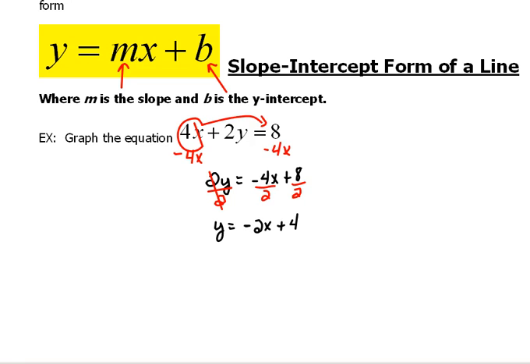So y will equal negative 4 divided by 2 would be -2x, and 8 divided by 2 would be +4. So when I go to graph this now, remember from our form here, this is our y-intercept, and negative 2 is our slope.